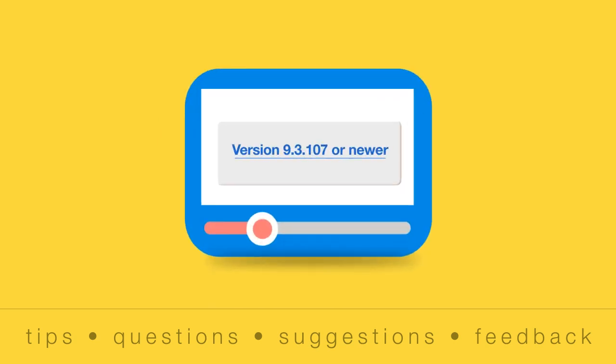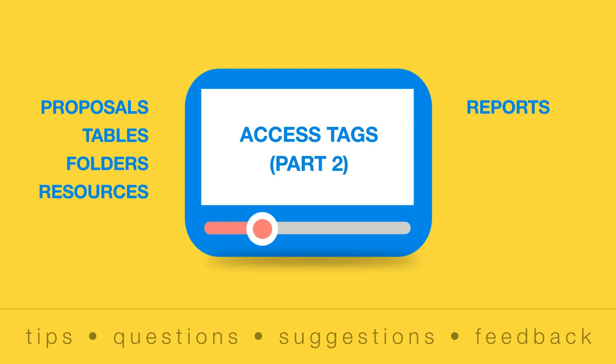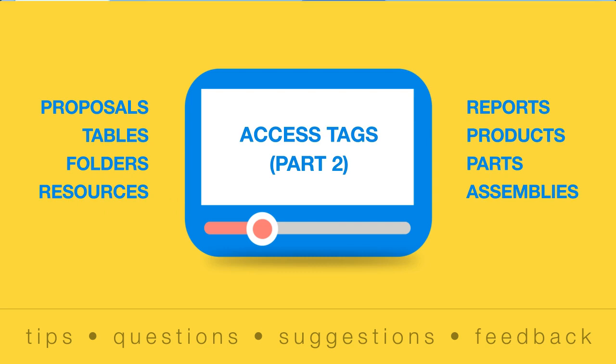As most of you already know, access tags is a new feature in ProPricer version 9.3 build 107 that provides greater control over the data that users have access to. In other words, access tags can either allow or prevent users from seeing certain items in their ProPricer libraries. Items such as proposals, tables, folders, resources, reports, products, parts, and assemblies can all be tagged. This can help to not only reduce clutter in the user interface, but also to prevent data entry errors.